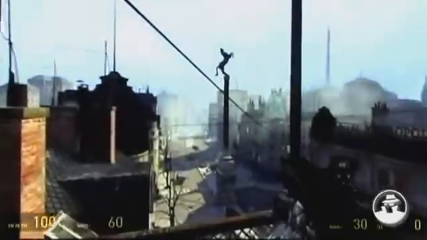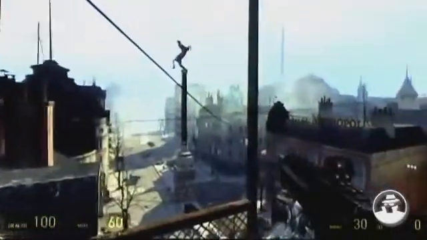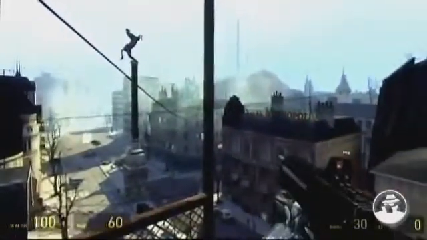In this last sequence, you'll get a look at the Citadel at the center of the alien Combine. The Combine is a fortress which is slowly eating its way through the rest of City 17.